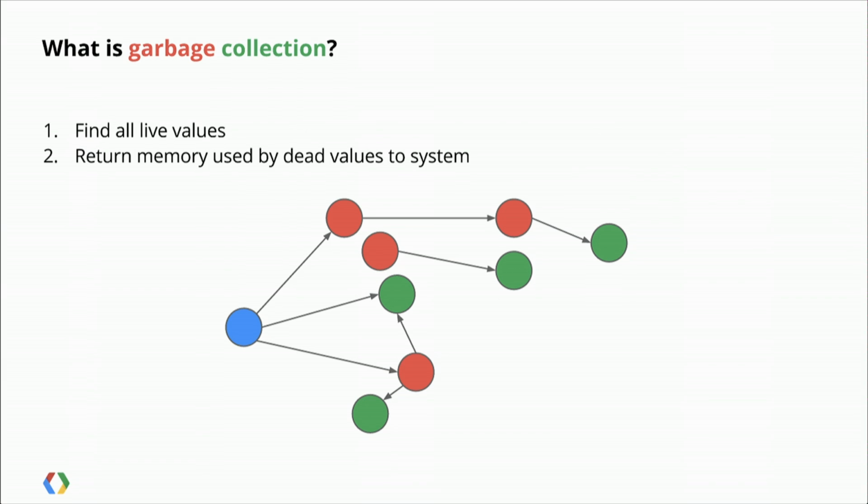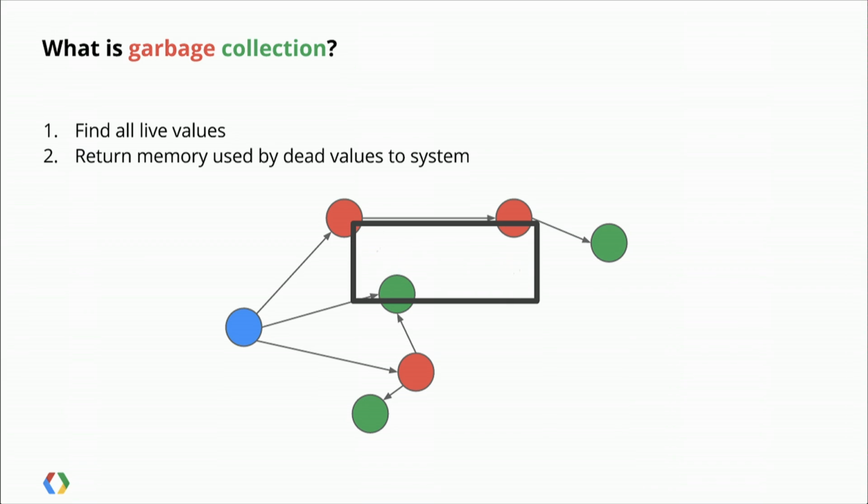So garbage collection, the first step in a garbage collection pass is to find all the live values. And then the second is to return the memory used by the dead values back to the system so that they can be recycled later on, as we see here.